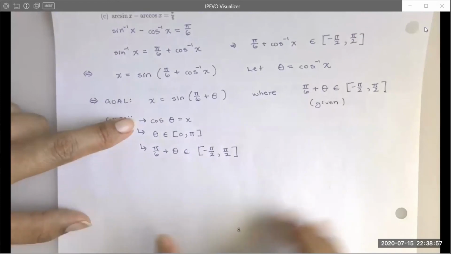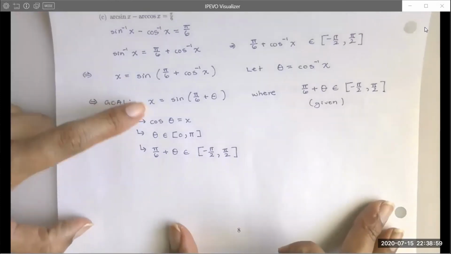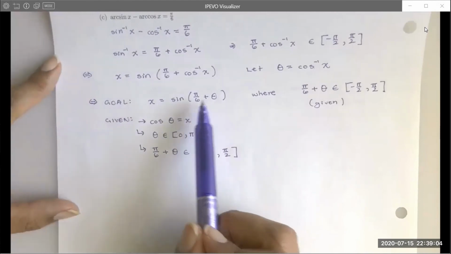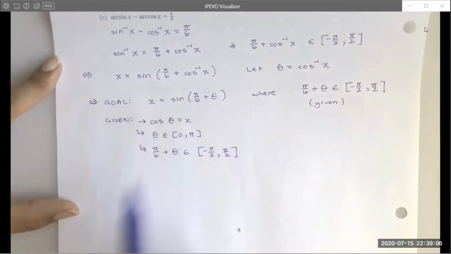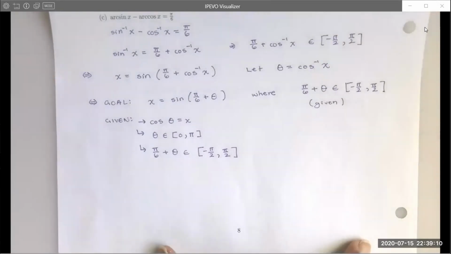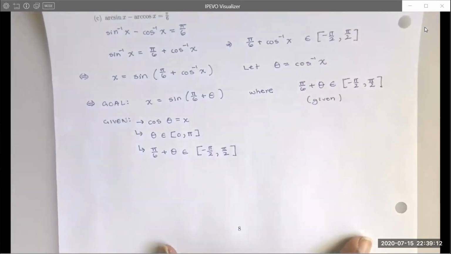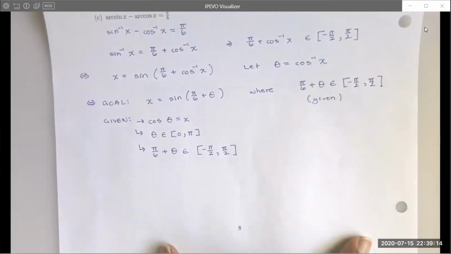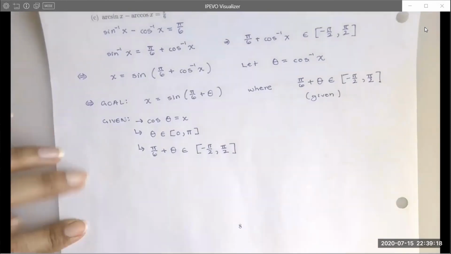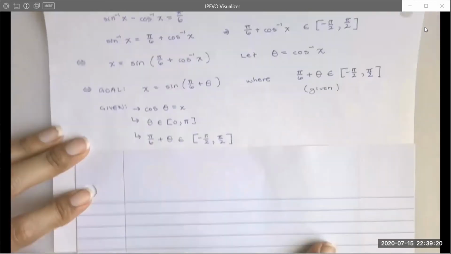Okay. So how can we work towards the goal? Well, this looks like sine of the sum of two angles. Pi over 6 plus theta, that's the sum of two angles. So as far as the work, I'm going to use one of the identities to help me out. Which I'll continue on a separate sheet.